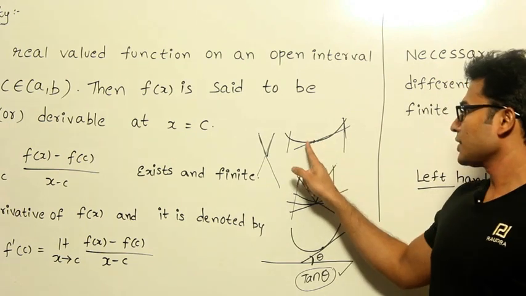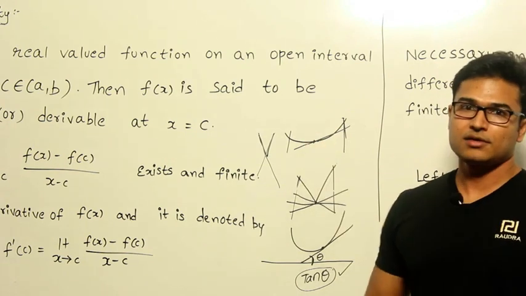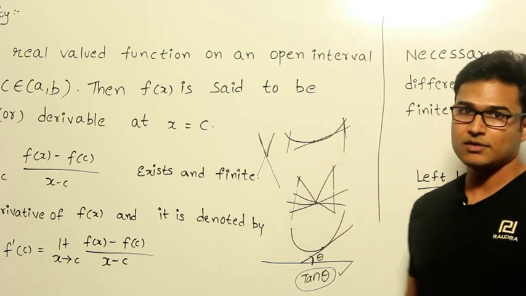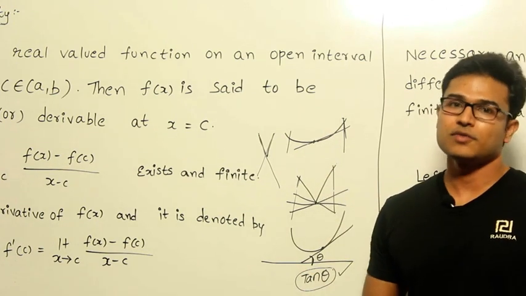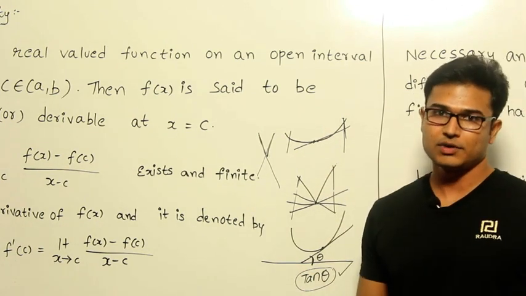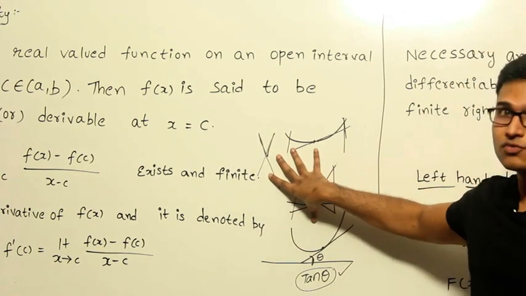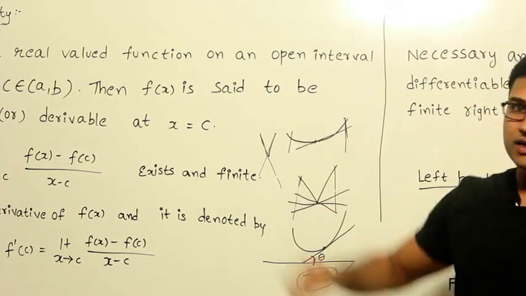So if the left side tangent and the right side tangent at that point are all the same, then we can say that it is differentiable, or the function is smooth at that point. Whatever I said just now is an informal way. Now let's look at the formal definition.